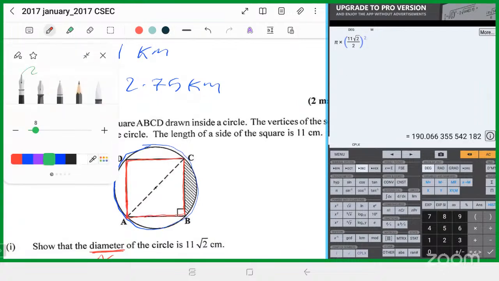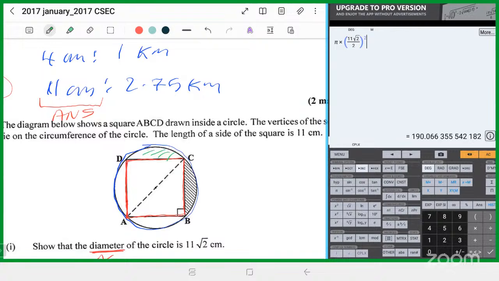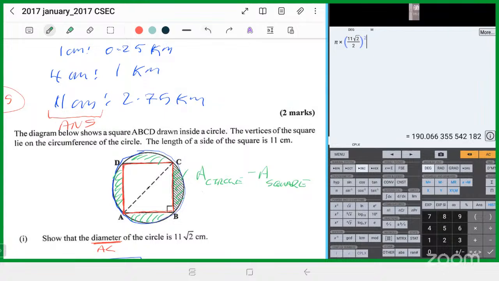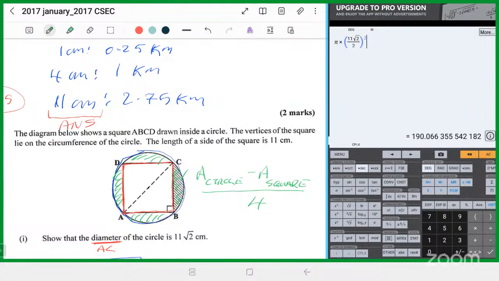So the sum of these four regions, the four segments, becomes the area of the circle minus the area of the square. That's the area shaded in total. But in the question we really just want one of them here. So to get one of them, we need to divide this by 4, because there are 4 of them and I want one of the 4. So this will give you the area shaded.